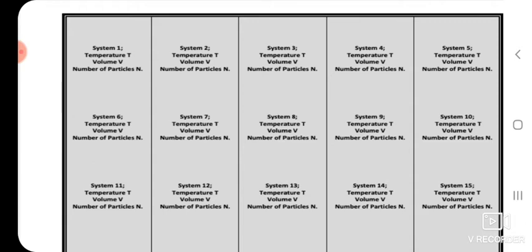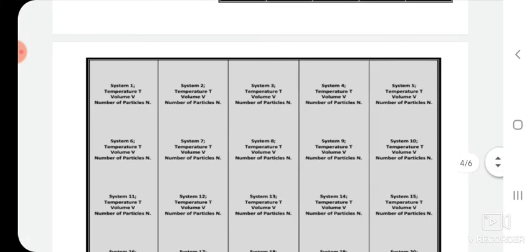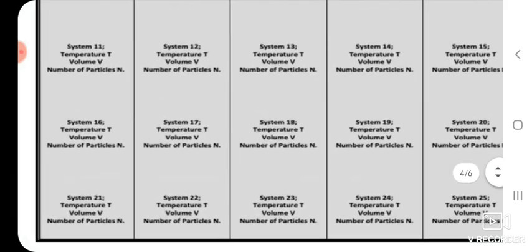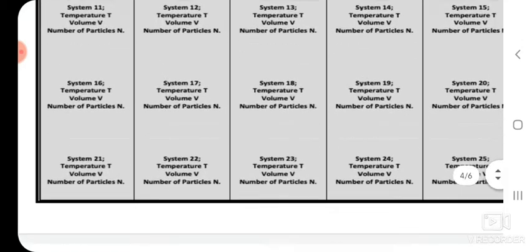Hence, in this ensemble, the systems are separated by rigid, impermeable, but conducting walls, because the temperature of all the systems remains constant. That's why walls are conducting. The outer walls of the ensemble are perfectly insulated and impermeable. That's why the total number of particles in the system remains constant. So this kind of system is called a canonical ensemble, in which temperature, volume, and number of particles remain constant.